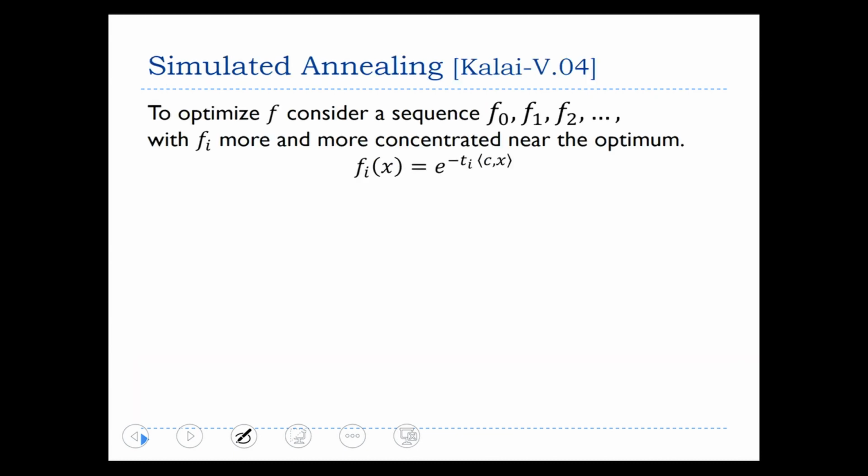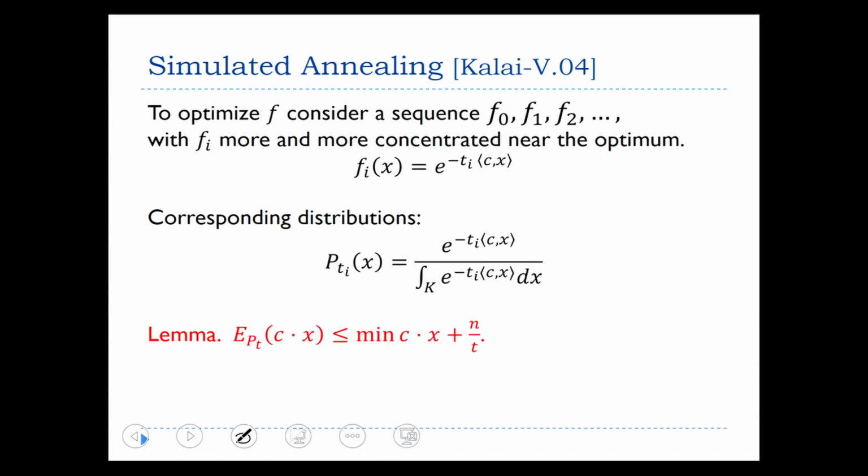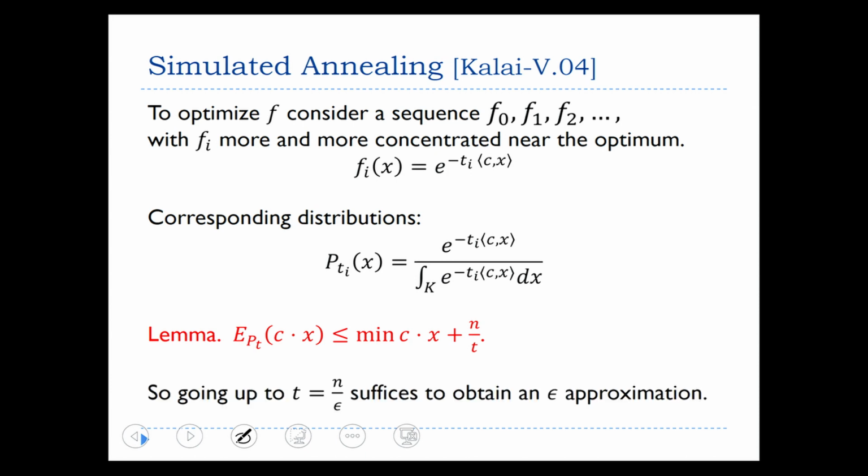So this is sometimes called simulated annealing. One particular sequence of distributions you could consider is exponential in the objective value. Here I've taken the objective function to be linear, just as an example. The expectation from an objective with a high enough coefficient will be close to the best possible, just because it's concentrating exponentially there, and the distribution is log concave at every step. So in particular, if we set that parameter Ti to be n over epsilon, you get within epsilon of the best possible just by taking the expectation.